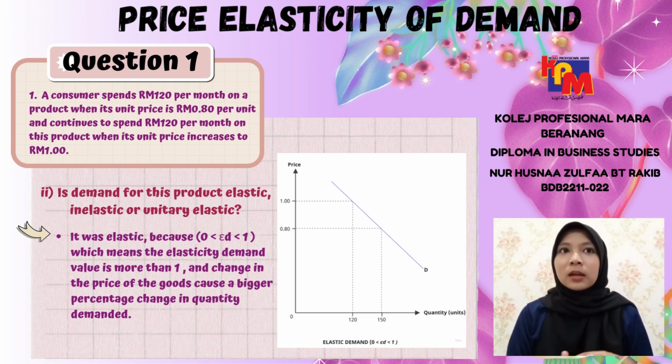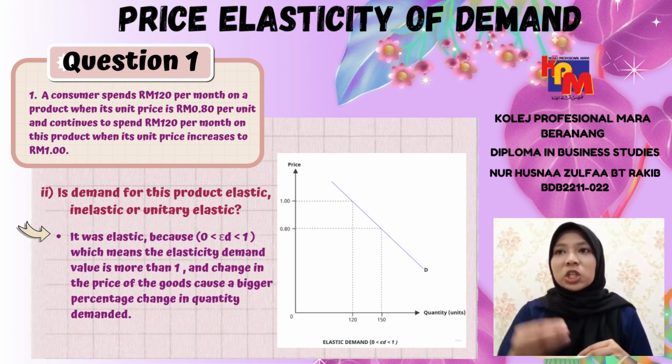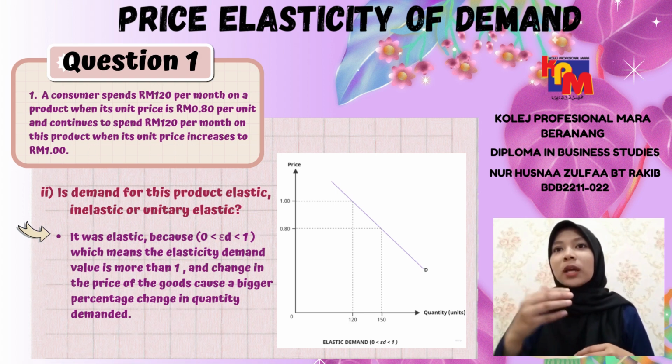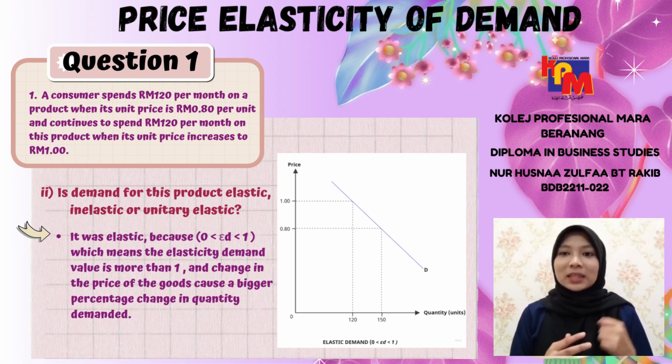It is because the elasticity of demand is 1.25, which is more than 1. Other than that, this demand is elastic because the change in price of the good causes a bigger percentage change in quantity demand, which means the percentage change in price is smaller than the percentage change in quantity demand.